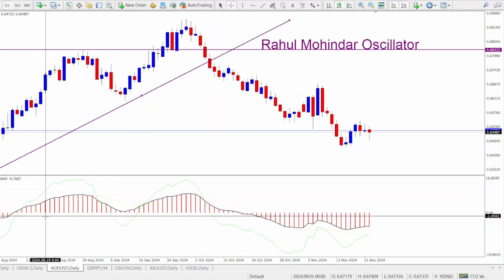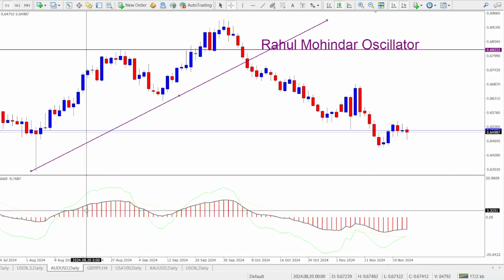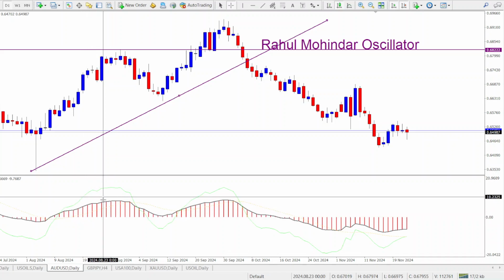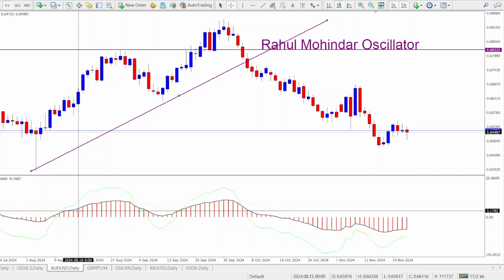Now, as for the histogram bars, when there is an increasing length of histogram bars, it shows bullish momentum. It shows that there is bullish pressure.